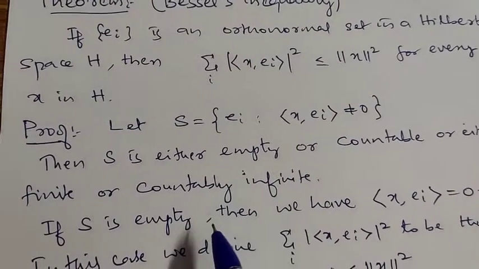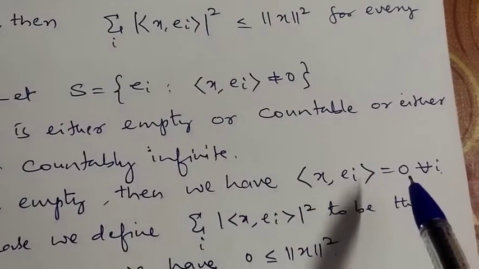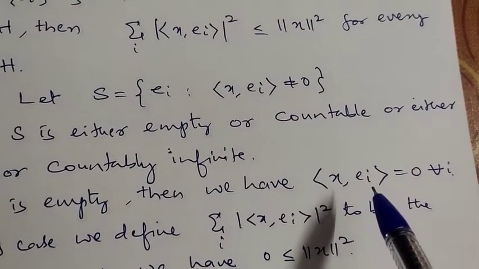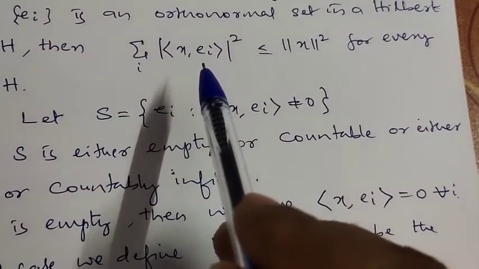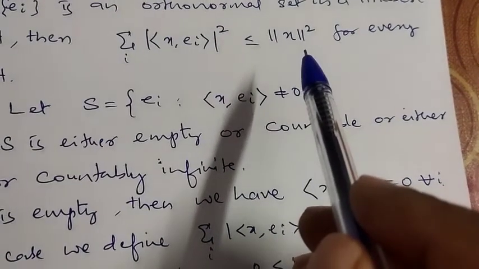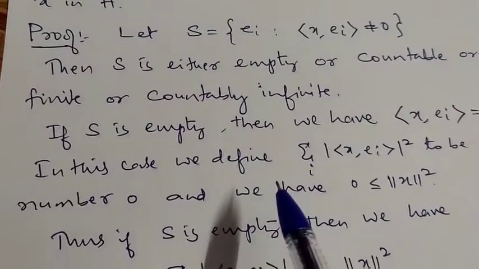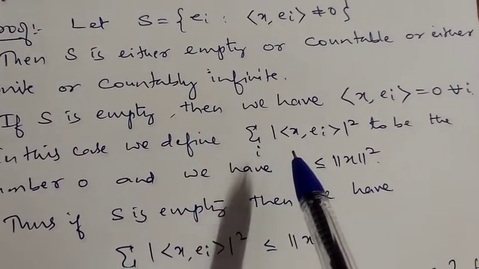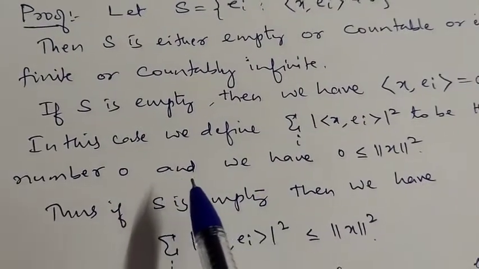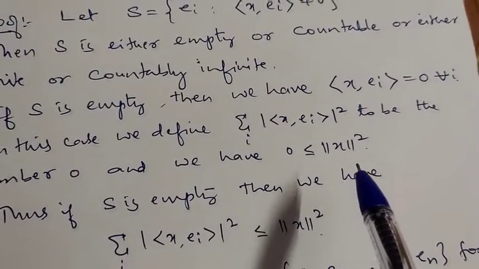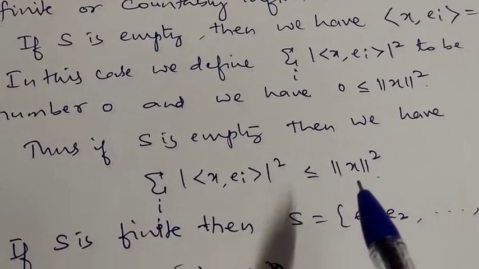Now if S is empty, what will happen? If S is empty, then the inner product of x comma ei is 0 for each i. Therefore the summation is 0. So 0 is definitely less than or equal to the norm of x square, and the required Bessel's inequality is proved. In this case we define the summation over i of the absolute value of the inner product of x comma ei whole square to be the number 0, and we have 0 less than or equal to norm of x square.